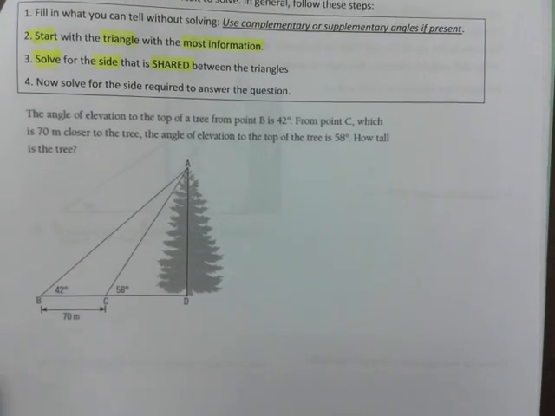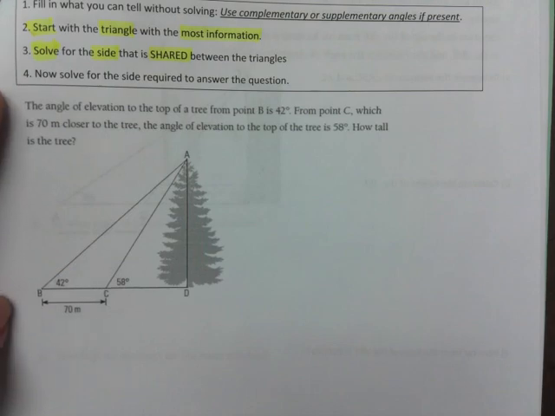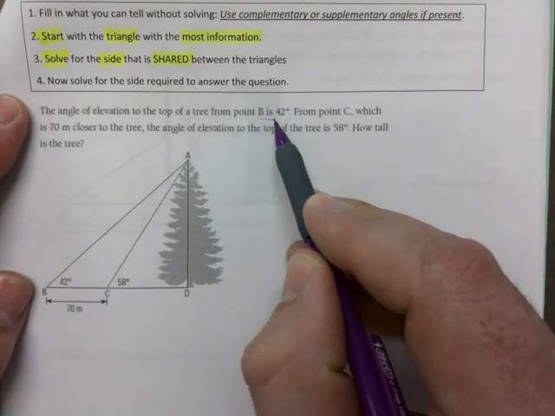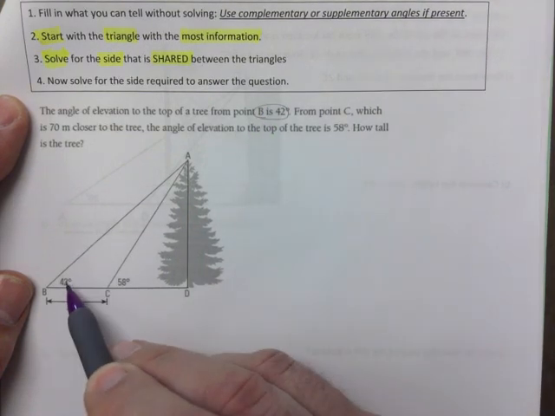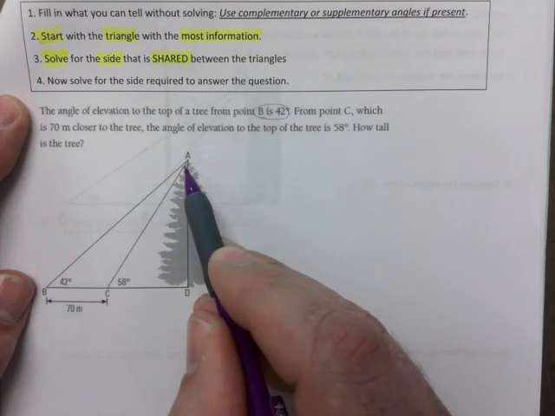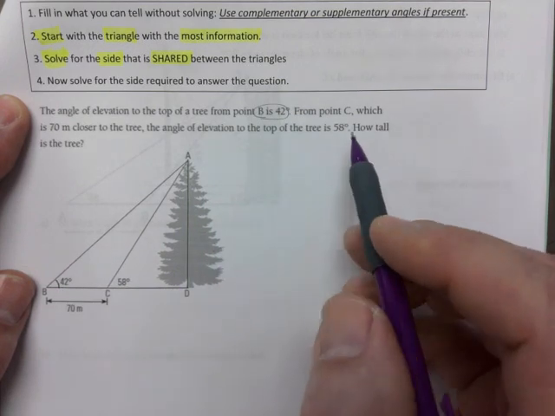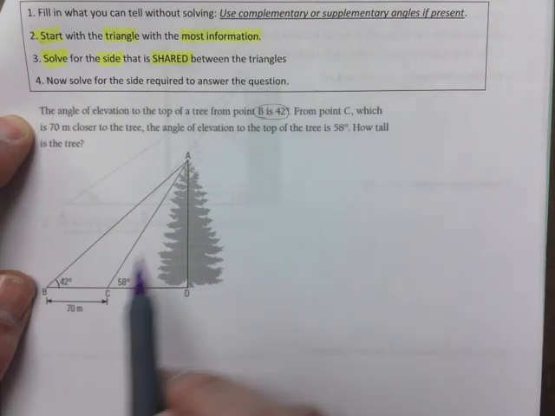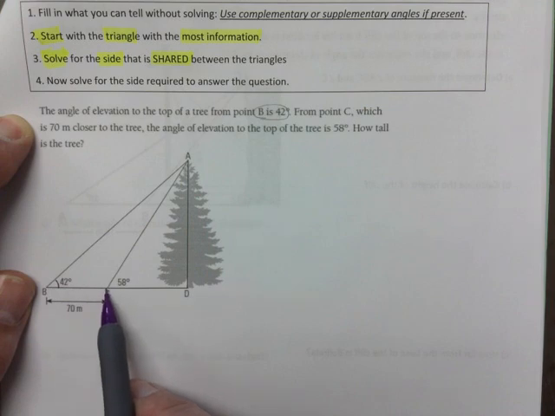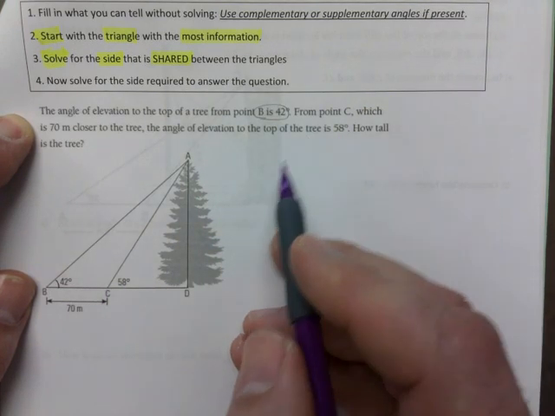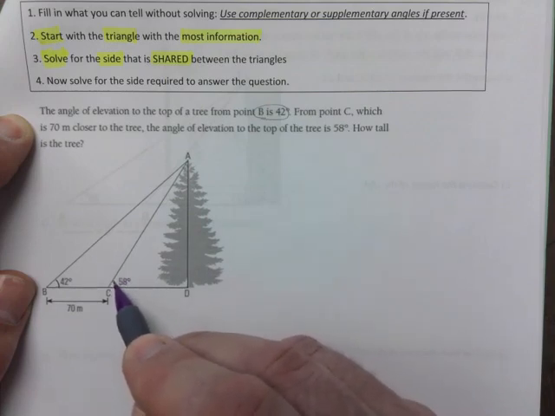So we have the following example here. The angle of elevation to the top of a tree from point B is 42 degrees. It's already there, from point B to the top of the tree, that angle of elevation. From point C, which is 70 meters closer, that's also labeled, the angle of elevation to the top of the tree is 58 degrees, which is exactly where we want it, right here.